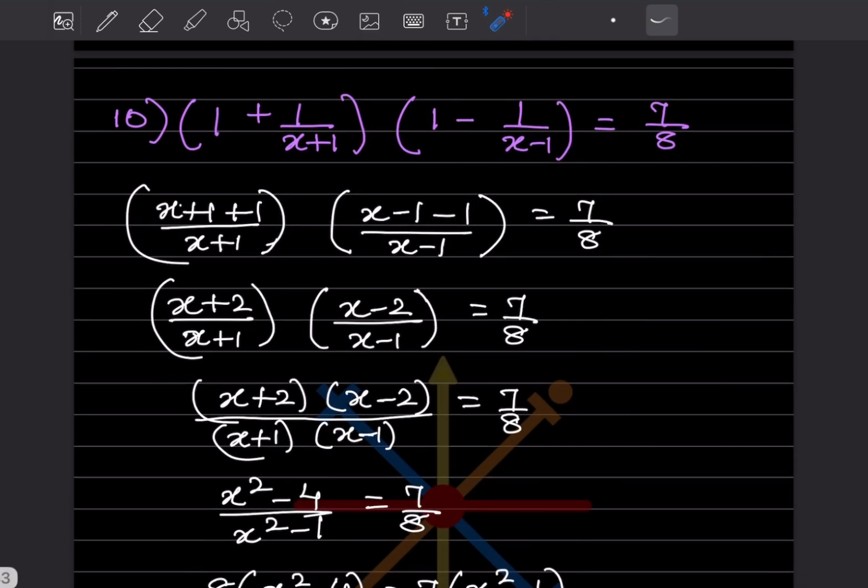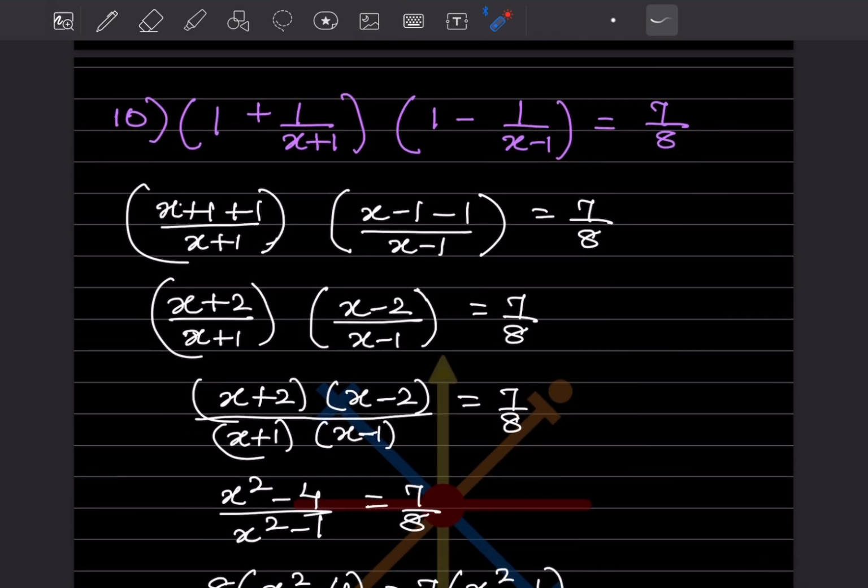Now here, see, this is x minus 1 and this is x plus 1. Actually, if both were the same, then we could have taken a plus b and a minus b. But here both are different. So what are you going to do? You are going to expand it. Here you're going to multiply as x plus 1, so this also should be x plus 1. Here will be x minus 1, so here also should be x minus 1.